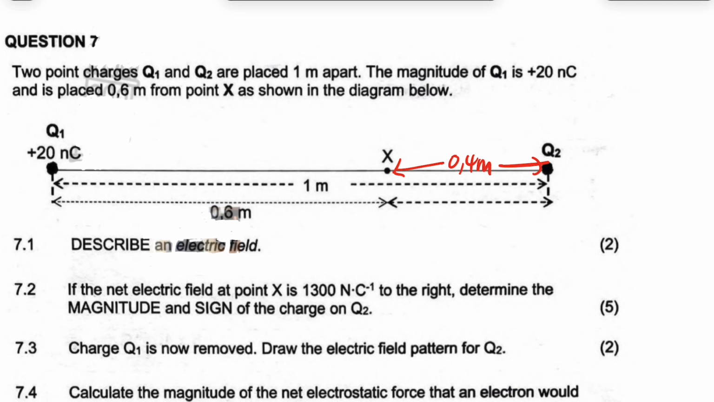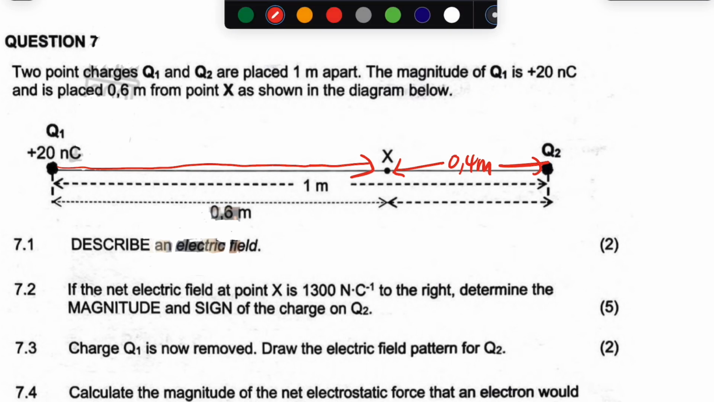Okay, let's look here. We are told that the electric field of Q2 on X plus the electric field of Q1 on X is 1300, and the direction is to the right. But looking at charge 1, it is positively charged. Its electric field is going to push, so the electric field direction of Q1 on X is going to go to the right.